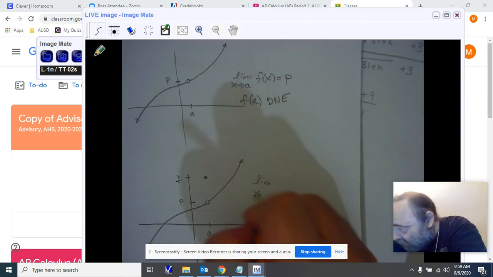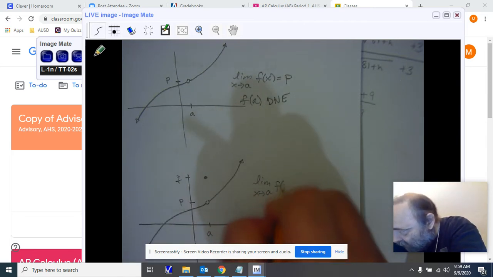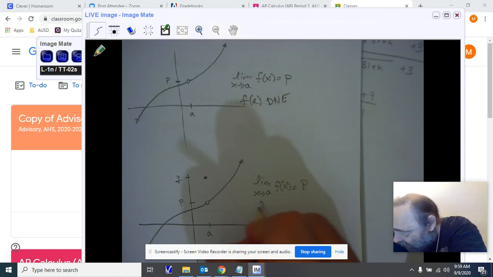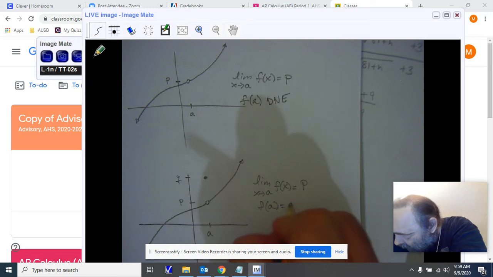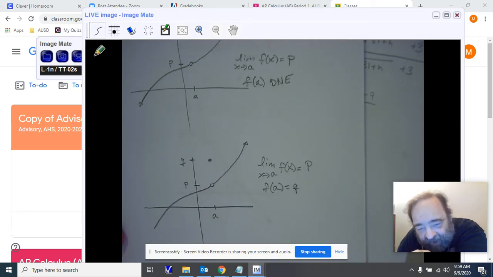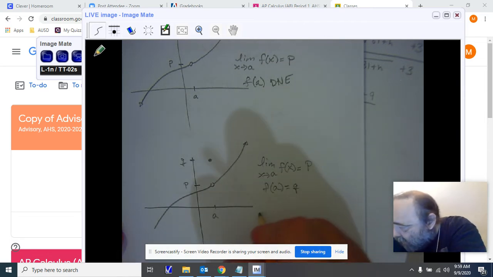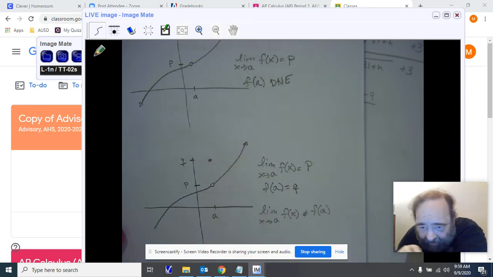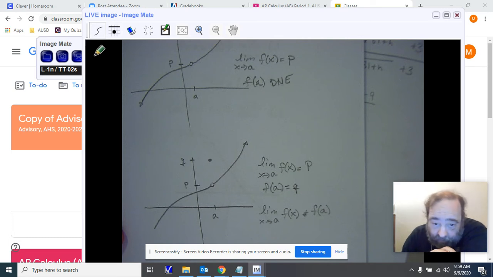The limit as x approaches A for this function is P, and f of A is Q, which means that the point exists. But now it's failed the third criteria. The limit as x approaches A for f of x does not equal f of A. And that's a problem. And therefore, this function is also discontinuous.